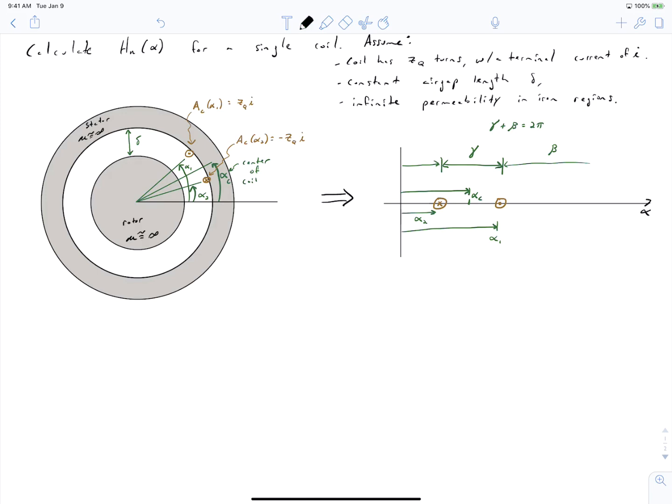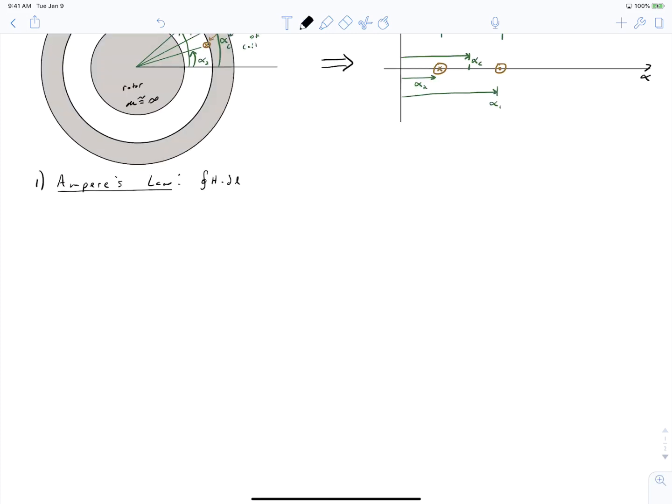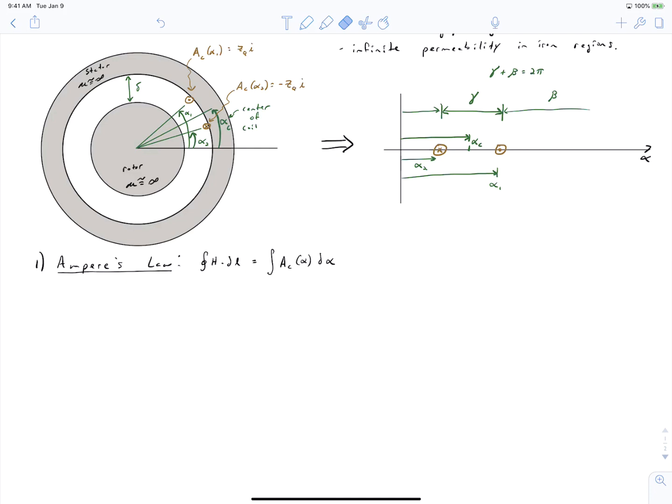Our task is to calculate the total H field in the radial direction at any location in the air gap, and we'll do this by imposing Maxwell's equations. Specifically, we'll be imposing Ampere's law and the law that the divergence of B is equal to 0, the fact that we have no magnetic monopoles. We can write Ampere's law in terms of our H field with our circumferential current density, or our surface current density. And we're going to be evaluating Ampere's law over an Amperean loop that spans our air gap.